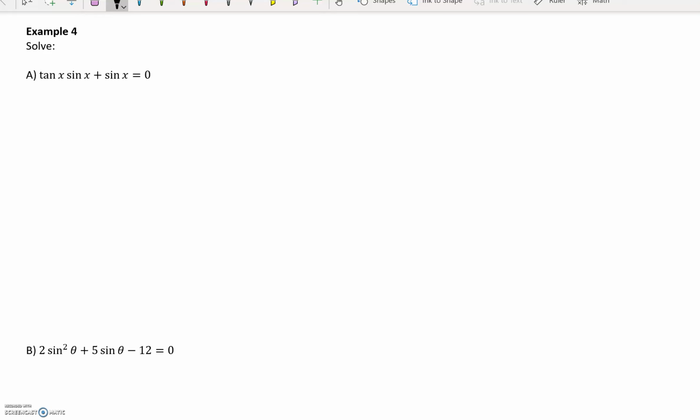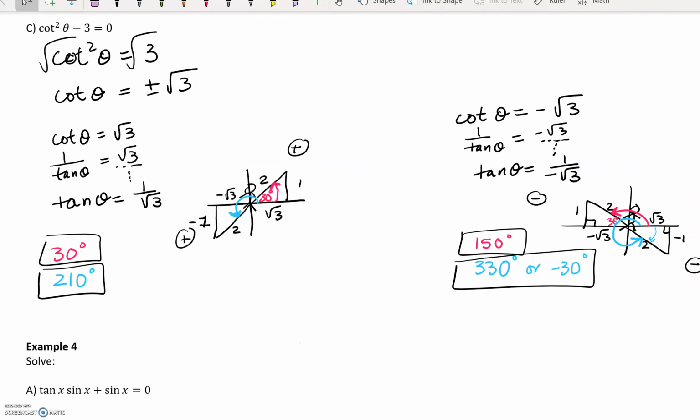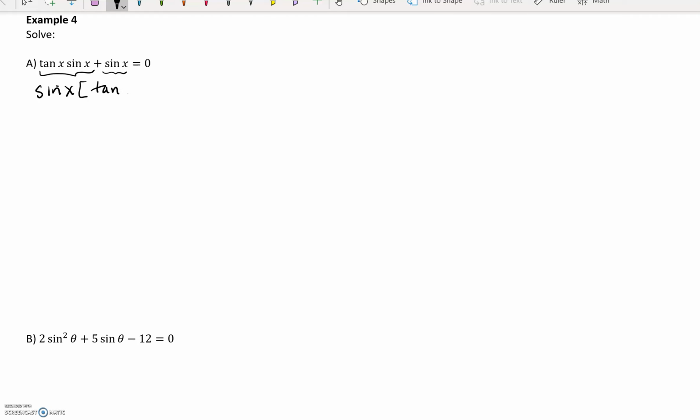Okay, so let's start solving this one, which basically does not look like the previous ones where it was easy to isolate the trig function. It looks like I have two terms that both have a sine in common, so it looks like we have a factoring preliminary step to do. If I take out sine x, I'm going to be left with tangent of x plus 1 equals 0.